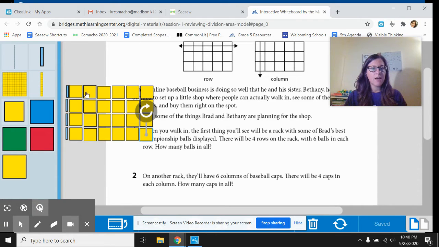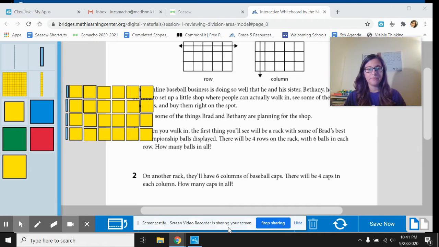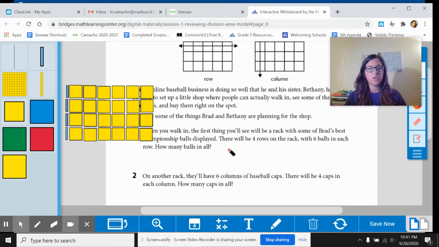Okay, so to save time, I went through and added 6 balls to each of those rows, and I came up with 24 total. And there's a lot of ways you could have seen that. You could have seen 4 groups of 6. But basically what I did is 4 times 6 to get that.